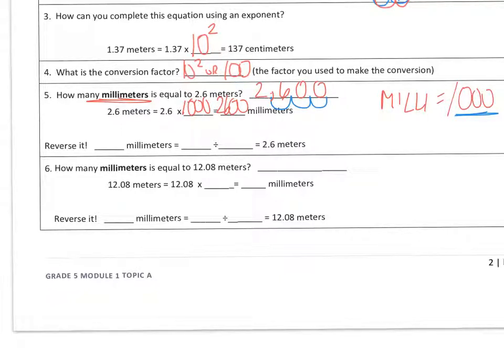Now, reverse it. So we've got 2,600 millimeters equals 2,600 divided by 1,000. Okay, so multiplying and dividing, we can go both ways, from millimeters to meters, meters to millimeters.